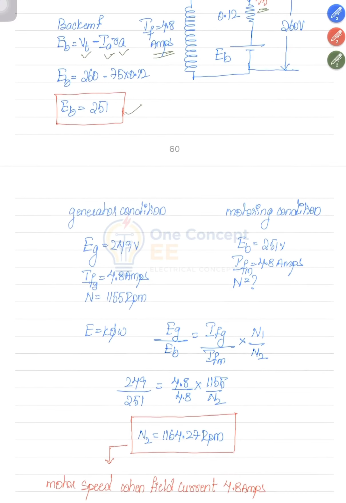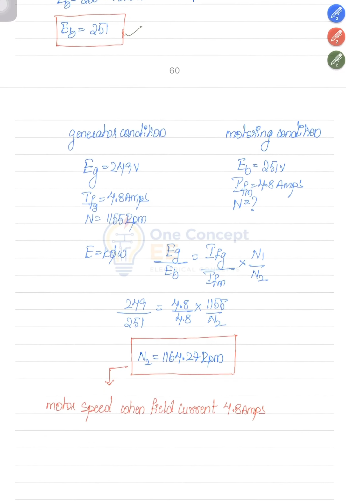Let's summarize the data here. In the generator condition, at a field current of 4.8 amps and a speed of 1155 rpm, it is generating an EMF of 249 volts. In the motoring condition, at a field current of 4.8 amps, there is a back EMF of 251 volts.